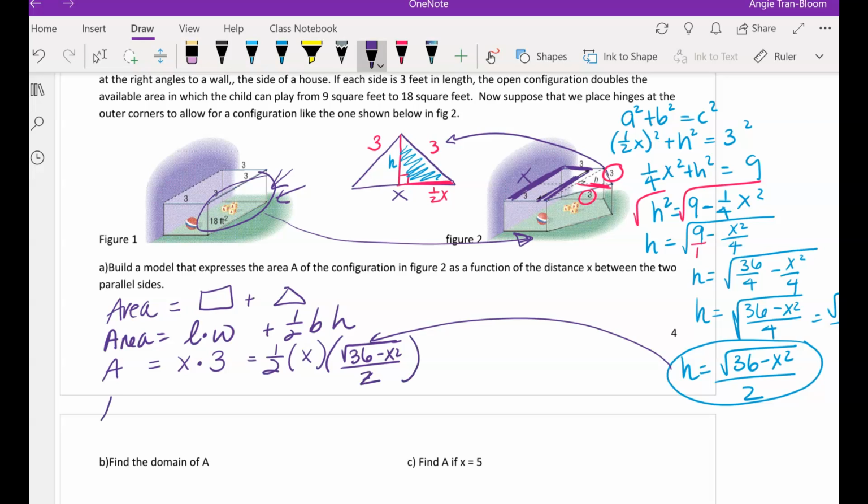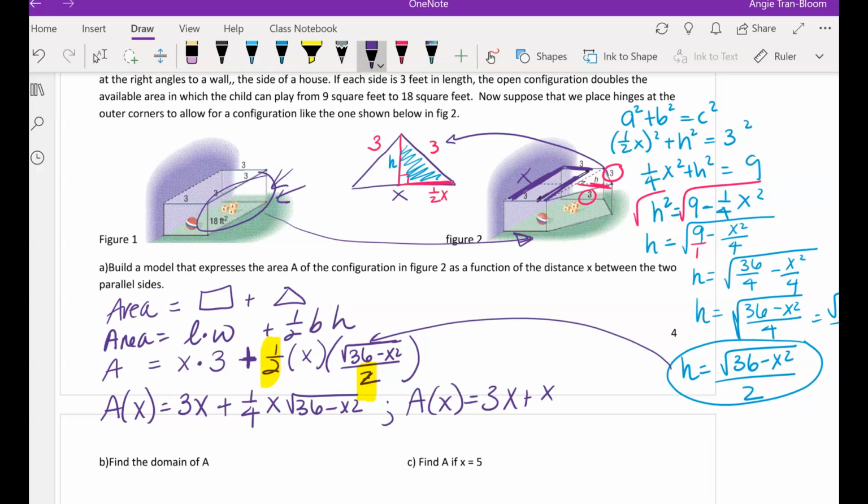Then let's make this pretty. Area in terms of x equals 3x. Sorry, change this to a plus for me. I was supposed to carry that down. Plus 1/4 x times the square root of 36 minus x squared. Now, if you want to make that a little bit prettier, you can even write it like this. Area in terms of x equals 3x plus x times the square root of 36 minus x squared all over 4. Either one is fine, okay?